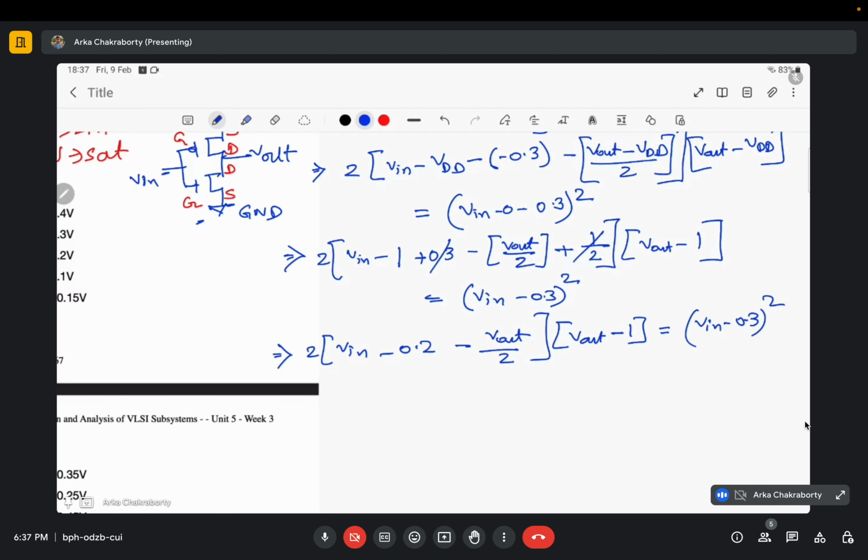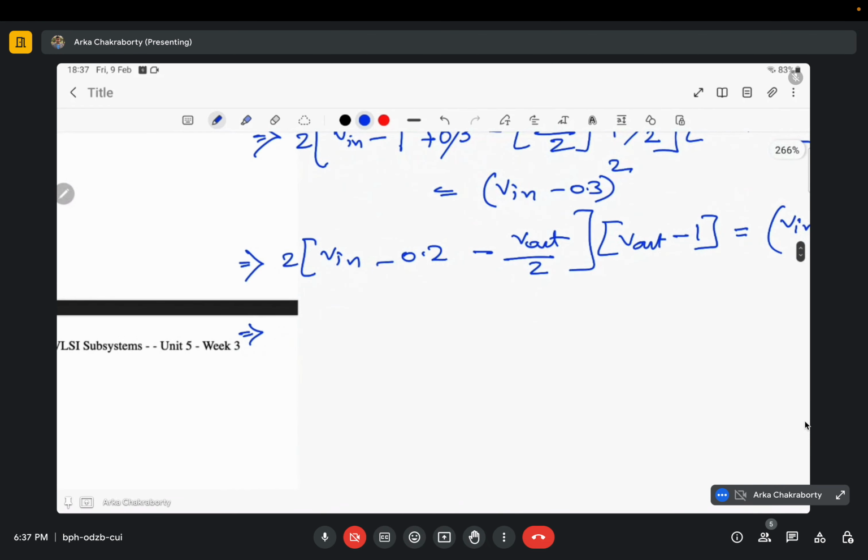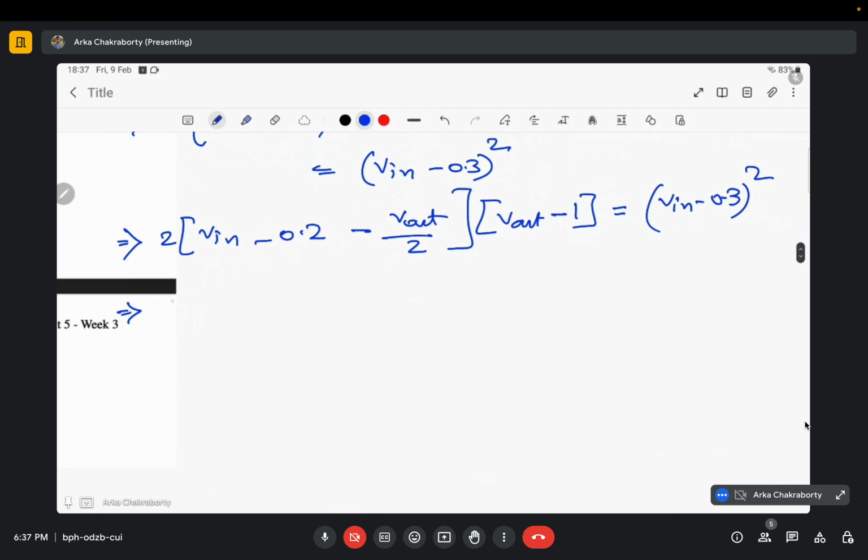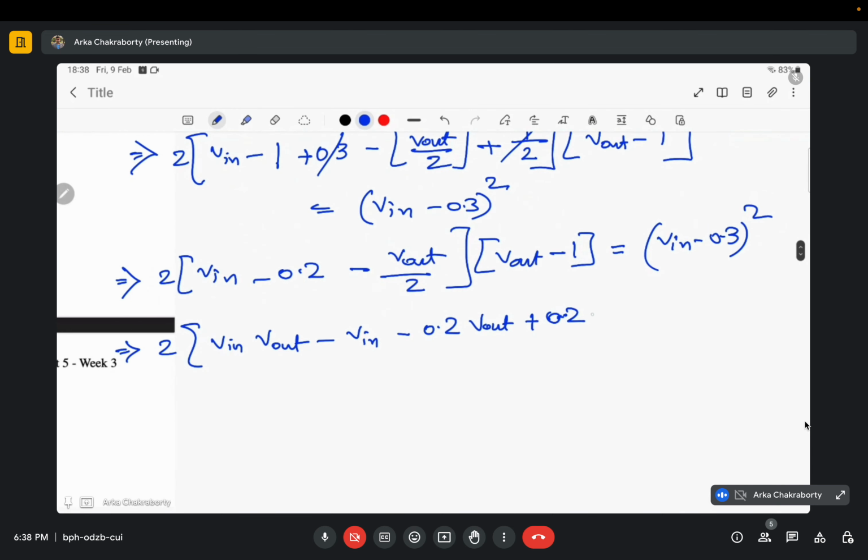Now we will be trying to get the expression in terms of V out. We will be getting a quadratic equation and we will be solving it. Okay, so V in into V out minus V in minus 0.2 into V out plus 0.2. Okay, and then V out square by 2 plus V out by 2 is equals to V in minus 0.3 whole square.